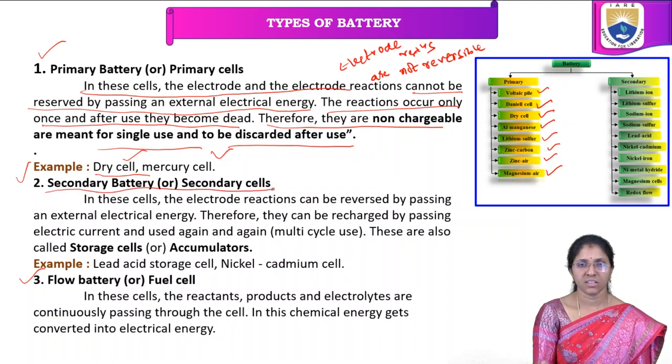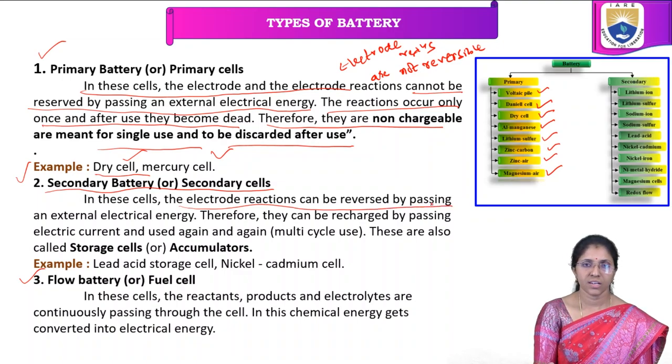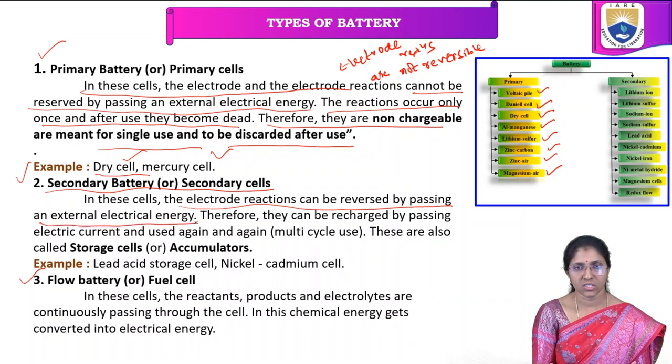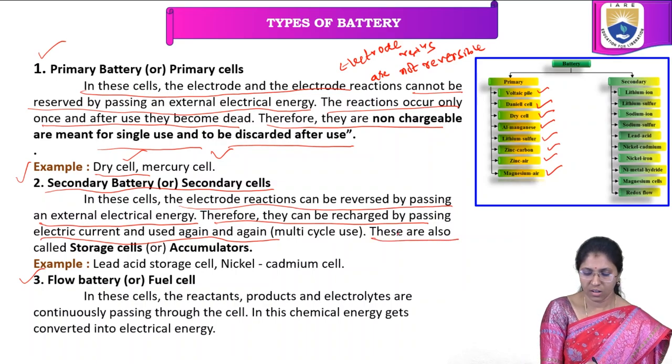Secondary battery and secondary cell. What is a secondary battery? In these cells, the electrode reactions can be reversed by passing external electrical energy. Therefore, they can be recharged by passing electric current and used again and again, meaning multi-cycle use. These are also called storage cells and accumulators.